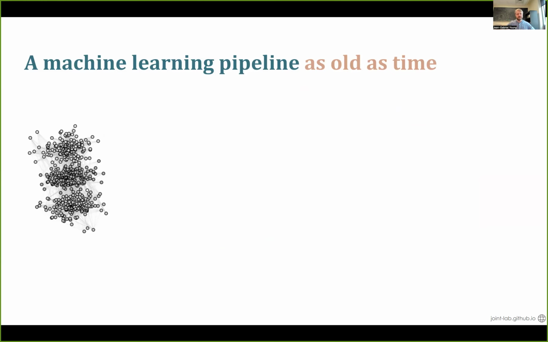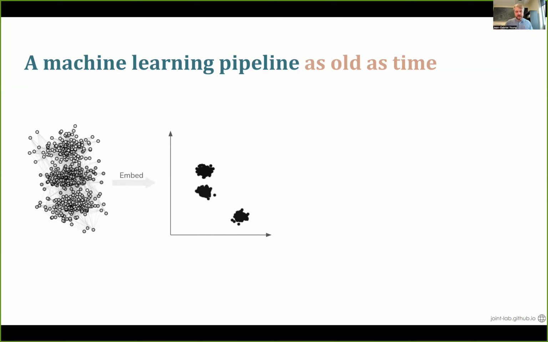For this, I want us to take a step back and re-go through the review of this machine learning pipeline that's as old as time. Here the idea would be you take your graph and then you embed it. So now you have points in a Euclidean space or a hyperbolic space, doesn't matter very much.